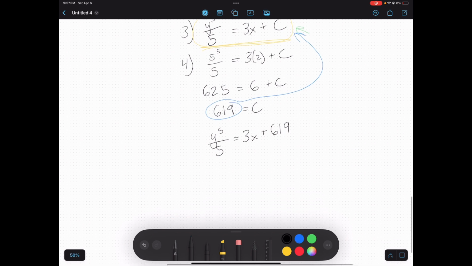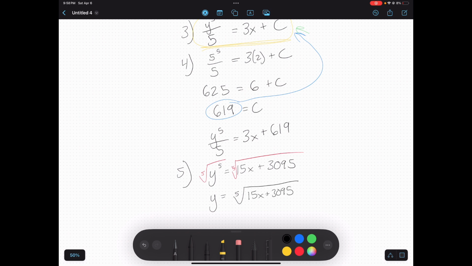Okay, so now I can solve for y. That's my last step. I'm going to multiply both sides by 5. I get y to the fifth is equal to 15x plus 3095. And then I'll take the fifth root. Whatever I do to one side, I have to do the other. And so I end up with the fifth root of 15x plus 3,095.